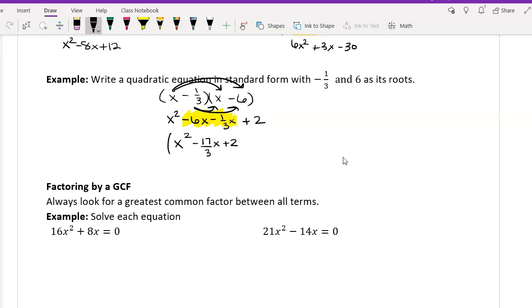Now, I don't know about y'all, but I'm not the happiest when I have fractions. So one way to get rid of that fraction is to multiply the whole thing by 3. When we multiply the whole thing by 3, we get 3 times x squared, which is 3x squared. These 3's will cancel there, so minus 17x. And then we have a plus 6. So right here becomes that standard form. My apologies.